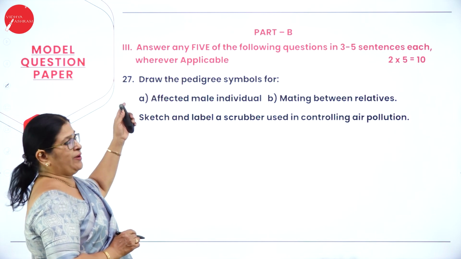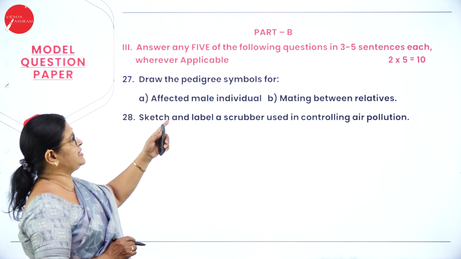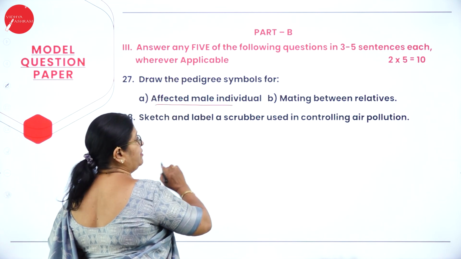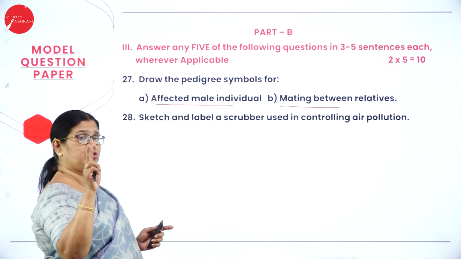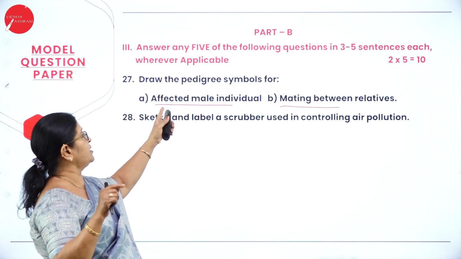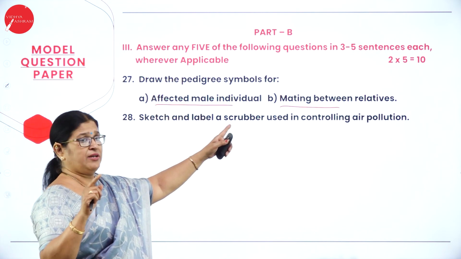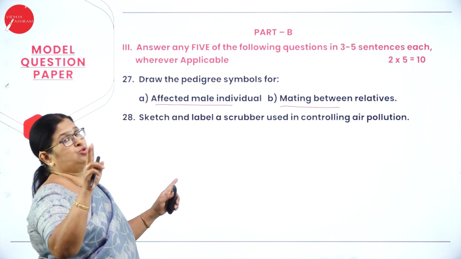Moving on to the 27th question of part B, that is draw the pedigree symbols for A, affected male individual, B, mating between relatives. So again, here you have 2 questions for a 2 marker question. 1 mark for the affected male individual if you write the right answer. Then for B, mating between relatives, the right answer, 1 mark. So it is 2 marks.